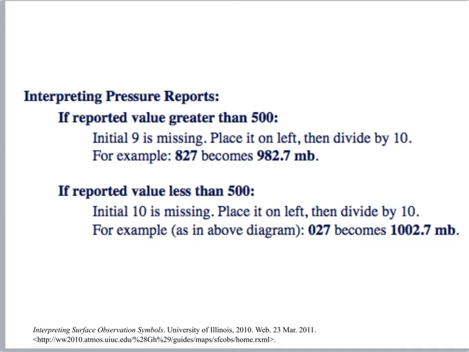If the reported value is less than 500, then that means the 10 is missing. So 027 is less than 500, so add a 10 on the front and move the decimal point one spot over, so it'll be 1,002.7 millibars.